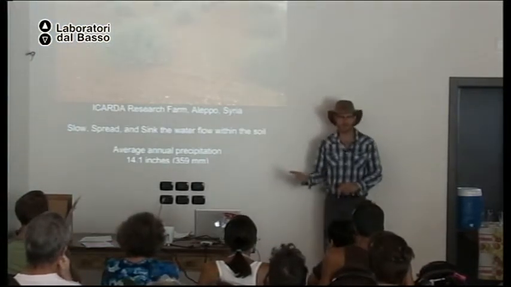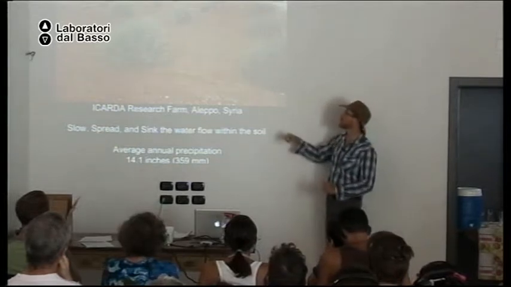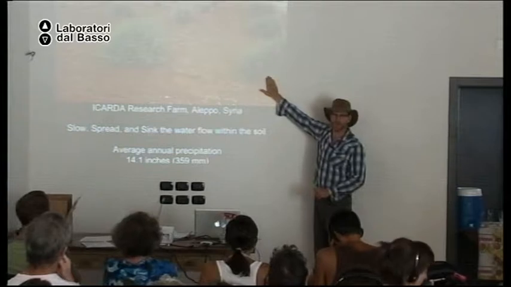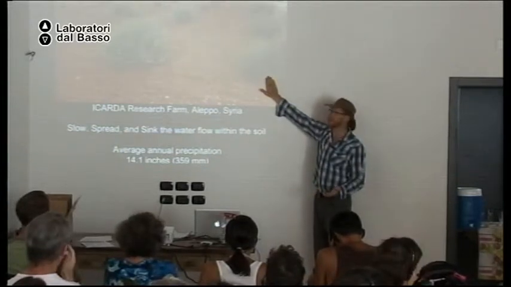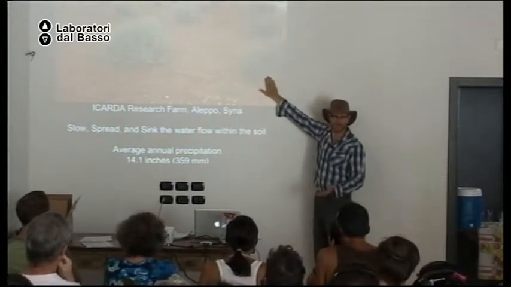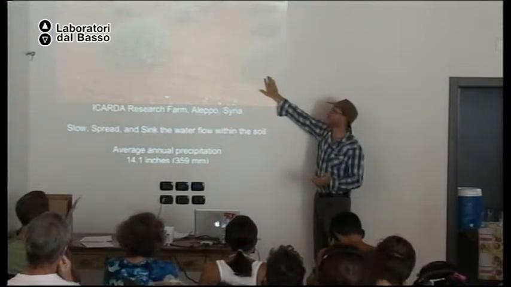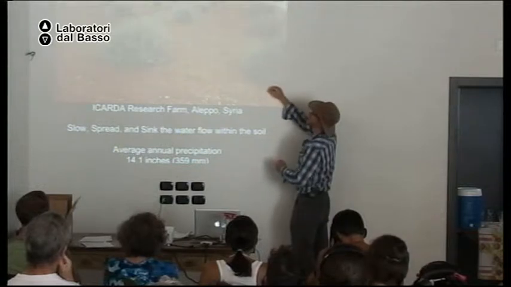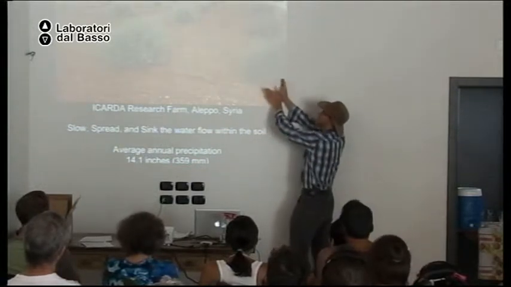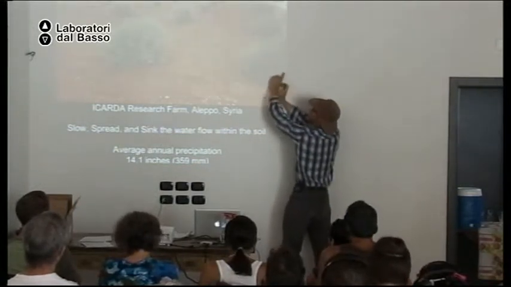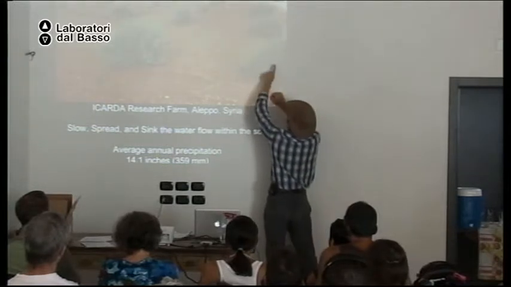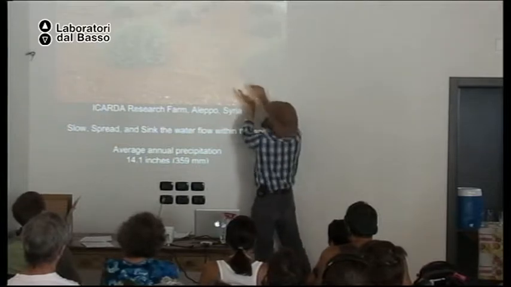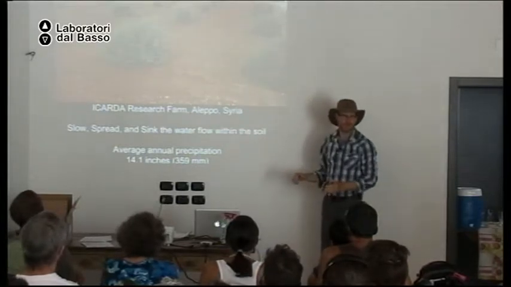This is in Syria. They were growing saltbush, Atriplex canescens, as forage for animals. And you can see each bush is at the low point of the catchment area. Okay.